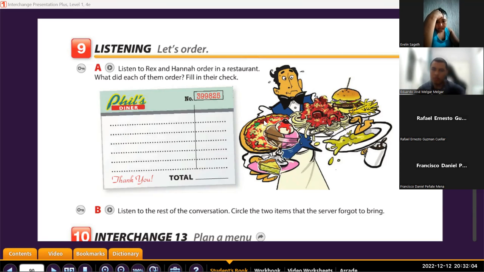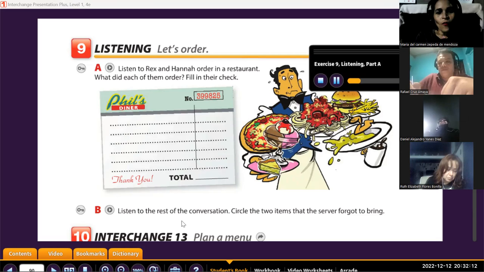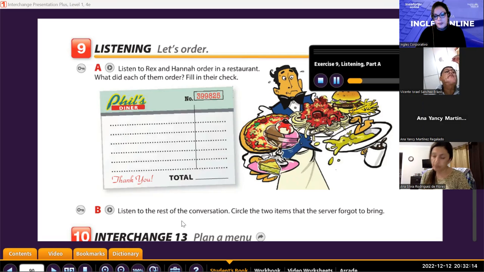Page 90, exercise 9, listening. Let's order. Part A. Listen to Rex and Hannah order in a restaurant. What did each of them order? Fill in their check.